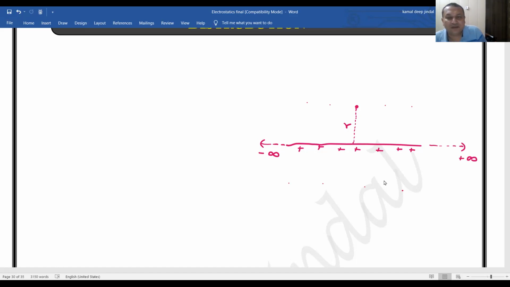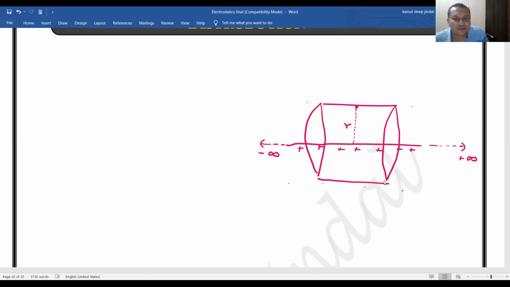So this is the wire. Now what I consider? I consider a Gaussian surface of length L passing through a distance r from the wire. This is a Gaussian surface.